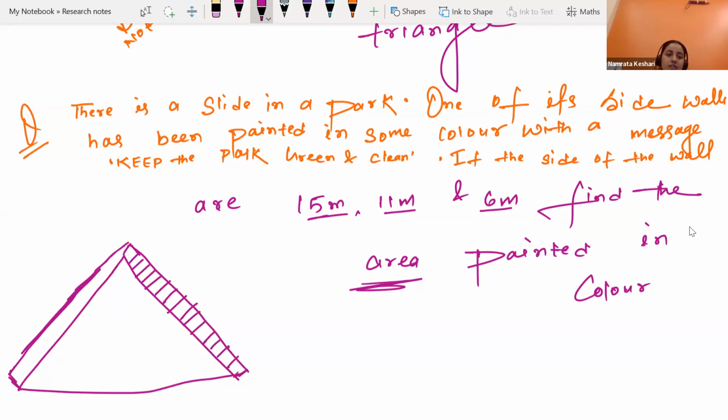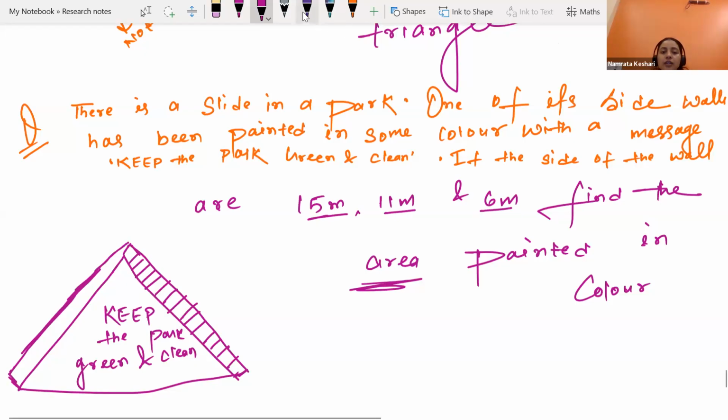Okay. Here it is written, keep the park green and keep the park clean. Ma'am, in the textbook, the figure is given, ma'am. Question. I'm copy pasting from the book only.